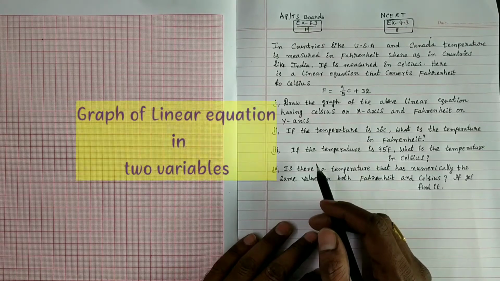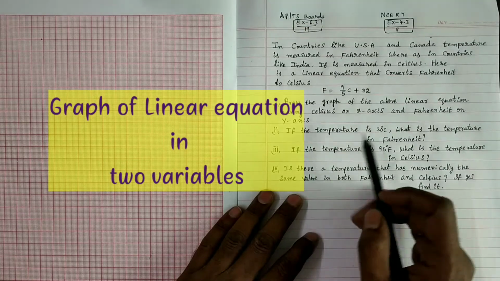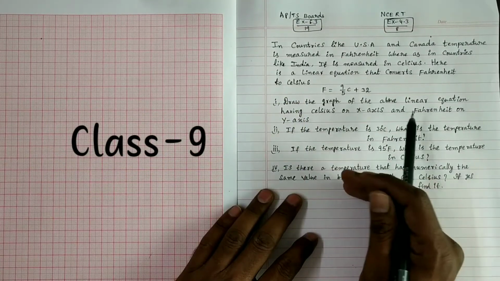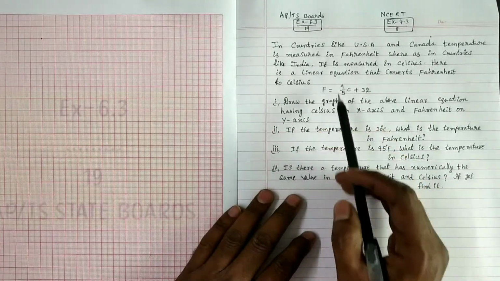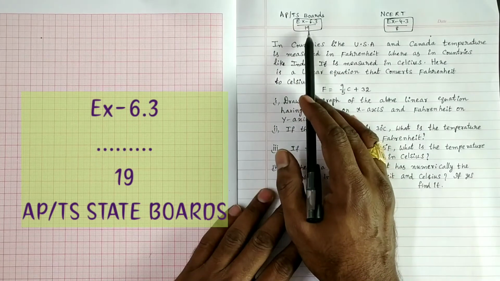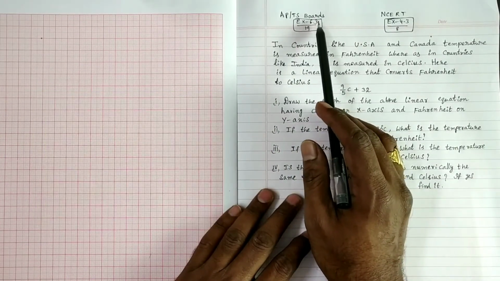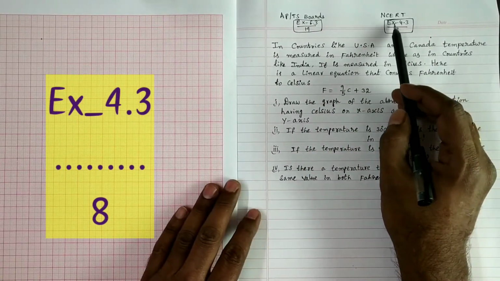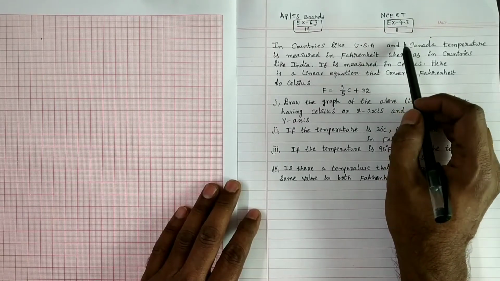In this video, I would like to explain how to draw the graph of a linear equation for the given information. And this problem is the 19th problem of exercise 6.3 from AP and Telangana State Boards of class 9. And also the problem is the 8th problem of exercise 4.3 CBSE syllabus 9th class NCERT problem.